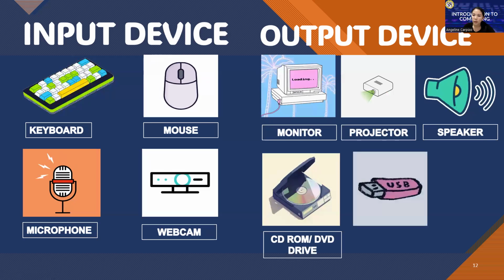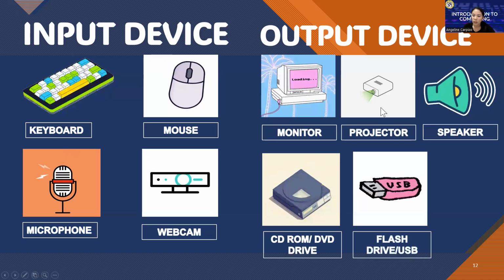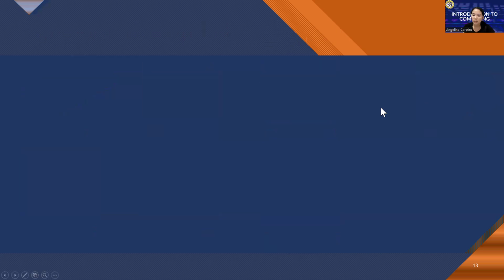And the last one is the USB or flash drive. It receives or saves data from the computer as input. Also, the drive sends data to the computer or another device as output.